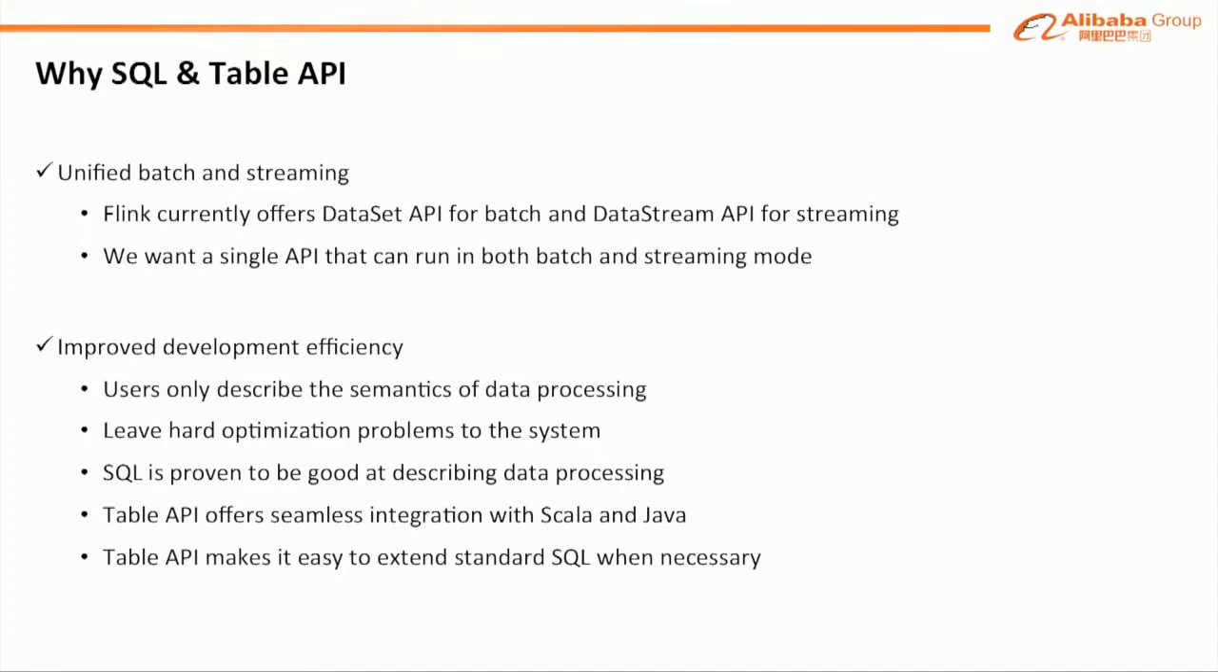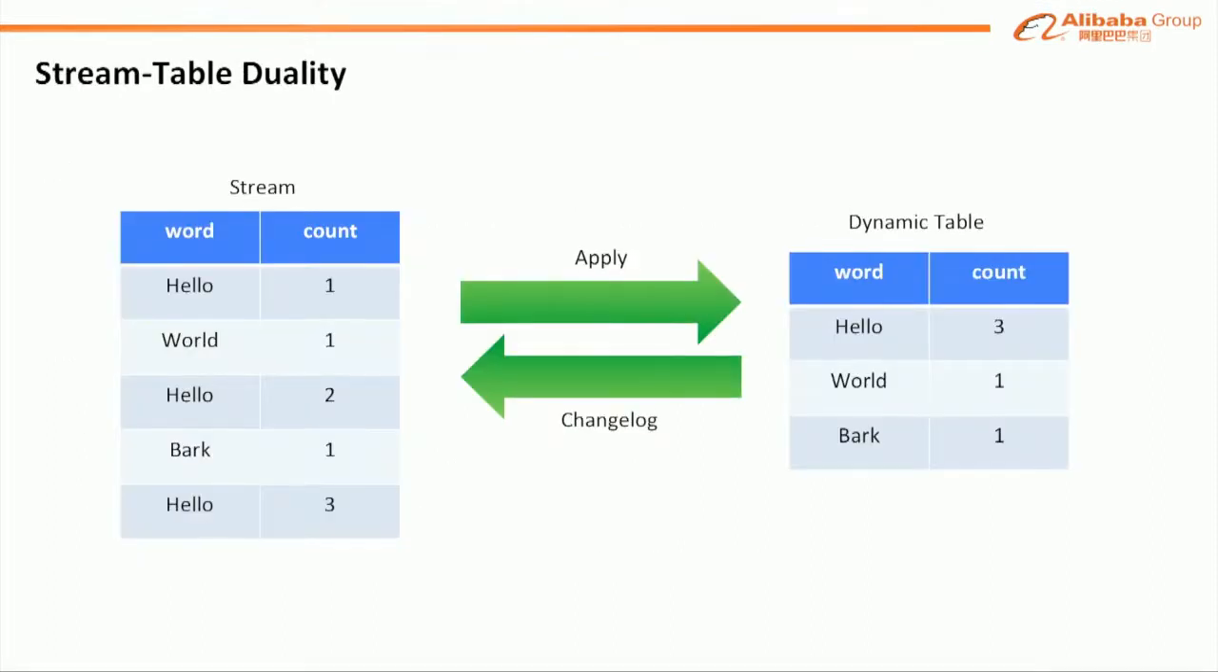To solve this problem, we need to generalize the concept of a table to make it work in the case of streaming. In big data, we usually consider tables as something immutable, as something that's static. But in the case of streaming, there is one important difference: the contents of a table can actually change over time. So we introduce the concept of a dynamic table. A dynamic table is basically a table which changes over time.